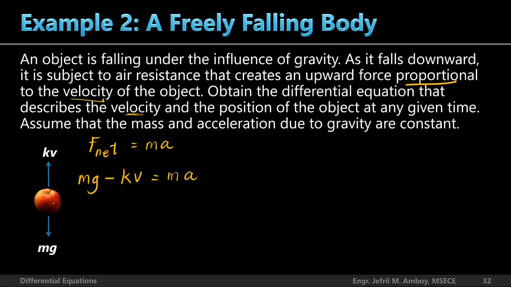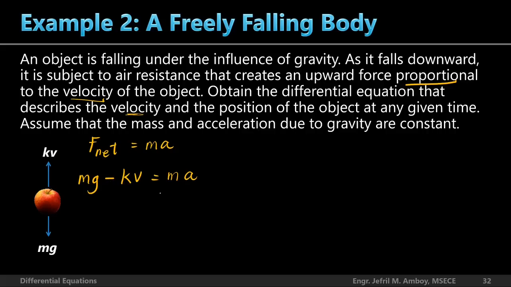Since the motion of the object is naturally downward, by convention we make it positive. And since this force is opposing, we make it negative. So this is actually proportional to the velocity but is in the opposite direction. That's why its sign is now negative.